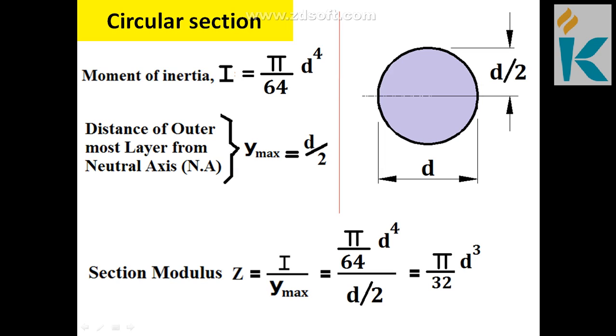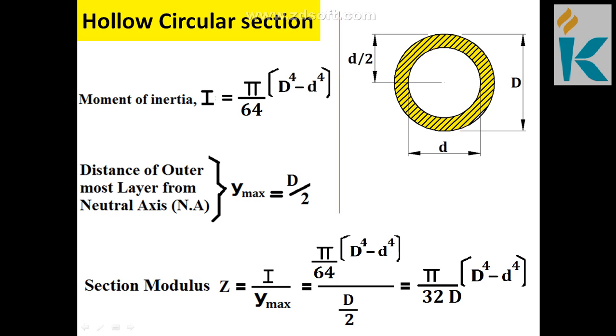Next, we are going to consider the circular section. The moment of inertia for the circular section is pi by 64 d power 4, and y is d by 2. As usual, substitute the I and y values in the section modulus equation, that is, pi by 64 d power 4 divided by d by 2. Finally you get pi by 32 d cube as the section modulus for a circular section.